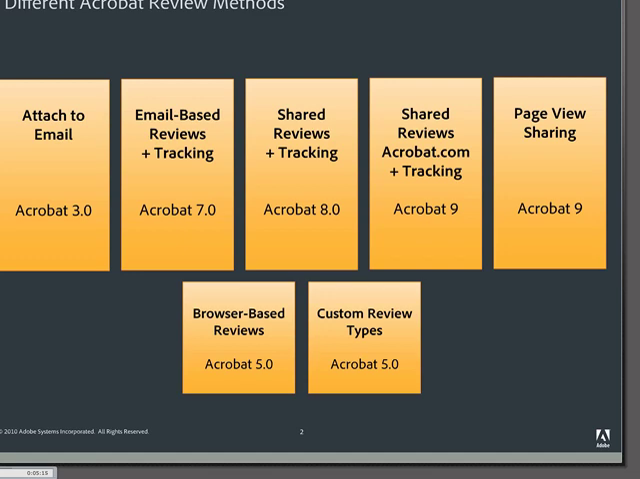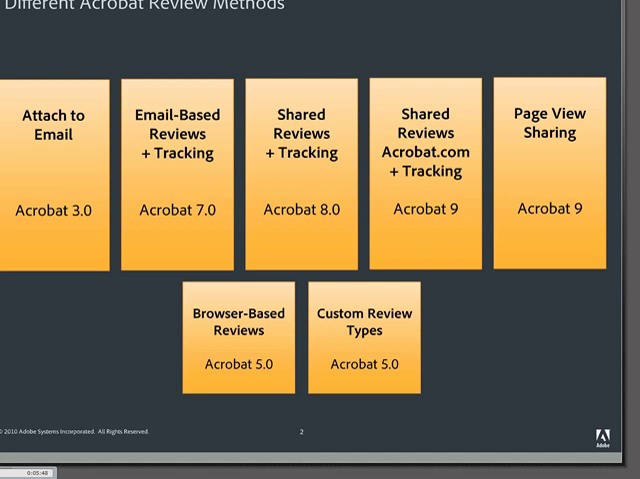So let's first of all review some of the different ways that we can conduct reviews with Acrobat today. Holding electronic reviews has actually been around for a very long time with Acrobat. It really kicked off with Acrobat 3 back in 1996, I believe. The way things were predominantly done, there were some simple annotation tools and you emailed files back and forth. Acrobat 7 is really where things started to take off.